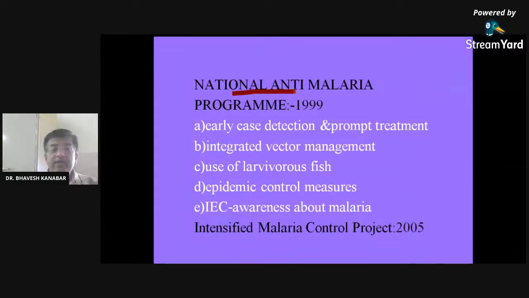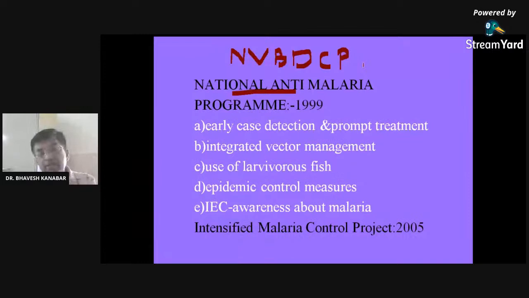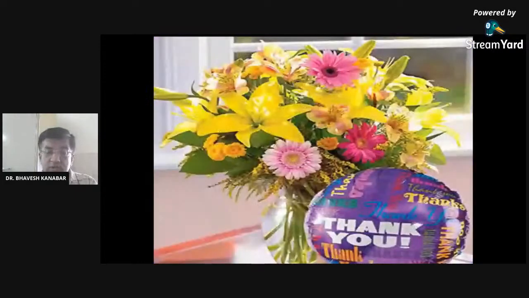Right? But nowadays, since 2013 onwards, or before that also, malaria is merged in a program called NVBDCP. Remember this name, NVBDCP, National Vector-Borne Disease Control Program, in which along with malaria, dengue, chikungunya, Japanese encephalitis, such diseases are also there. Sandfly disease also, these are there. 6 diseases are there in NVBDCP. So for malaria control, remember what is the program? NVBDCP, National Vector-Borne Disease Control Program. So that is all about malaria epidemiology, prevention, control.